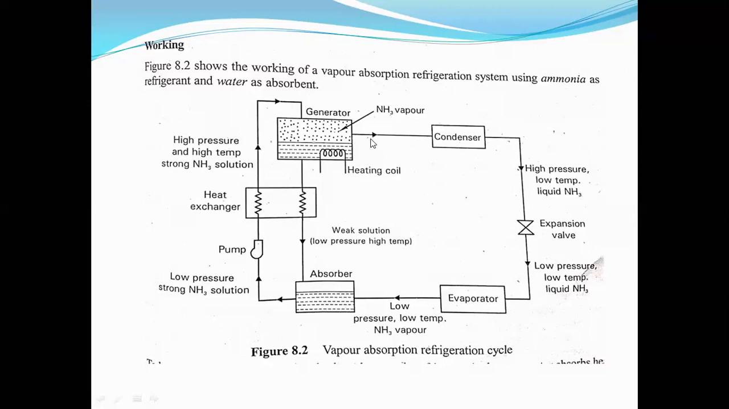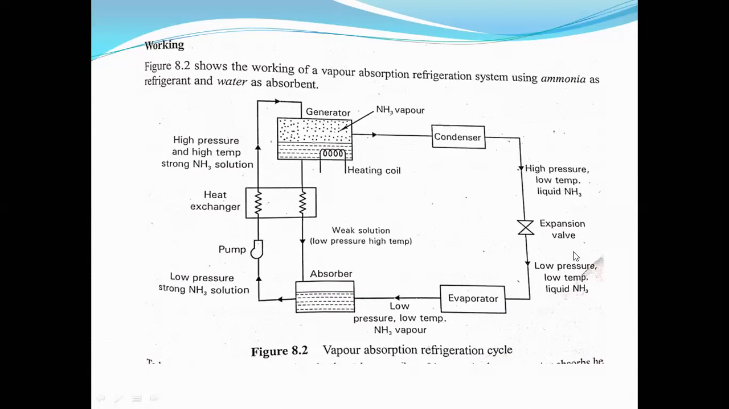Here you observe, we are having the high pressure and high temperature ammonia vapor. When it passes through the condenser, the temperature decreases. So we'll have the high pressure and low temperature. Instead of ammonia vapor, we'll get the liquid ammonia. This is the condition of ammonia after passing through the condenser.